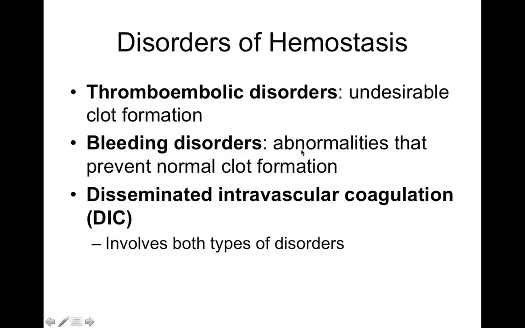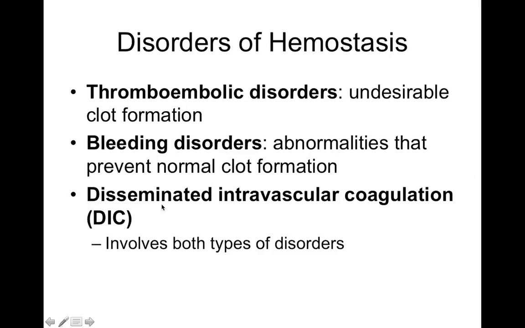Bleeding disorders are abnormalities that prevent normal clot formation. You may be familiar with hemophilia. It's a recessive disorder where individuals don't make proper clotting factors, and so they can't form blood clots very well on their own. So that requires they receive a lot of plasma transfusions to get enough of those clotting factors.